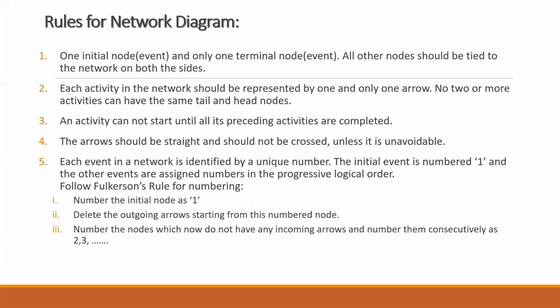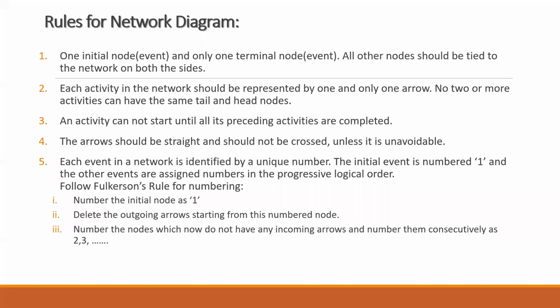There'll be only one and only initial event, and the tail, you can say terminal or the last event, there's only one. All other nodes which are between this initial and the terminal node have to be tied up with all the other nodes. It cannot be hanging nodes or nodes which do not have any events coming out of it. That is not possible when we are drawing the network diagram. The only two nodes which do not have any incoming or outgoing arrows will be your initial node and your terminal node respectively.